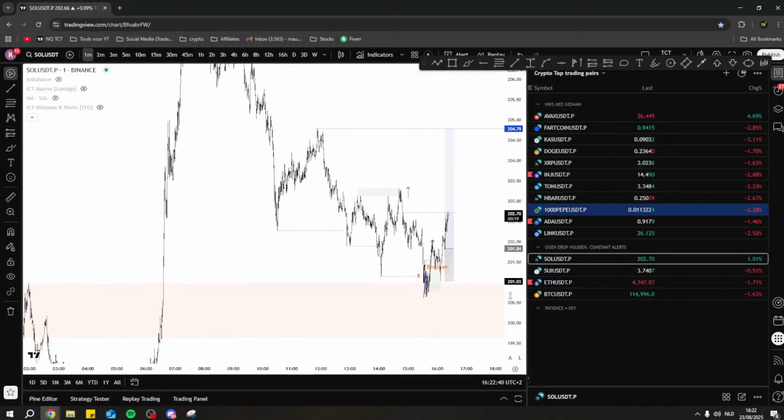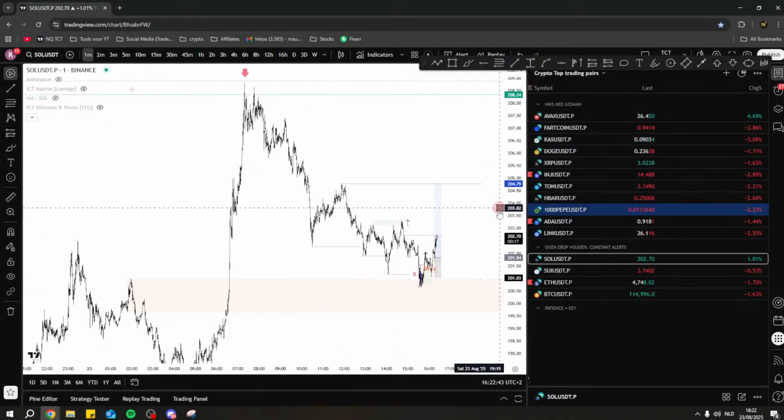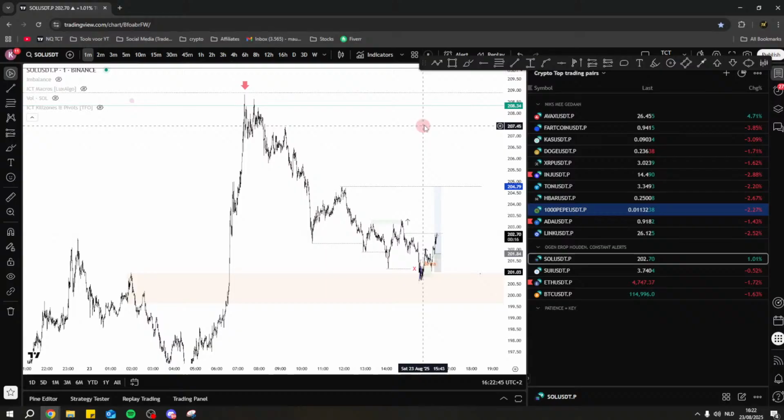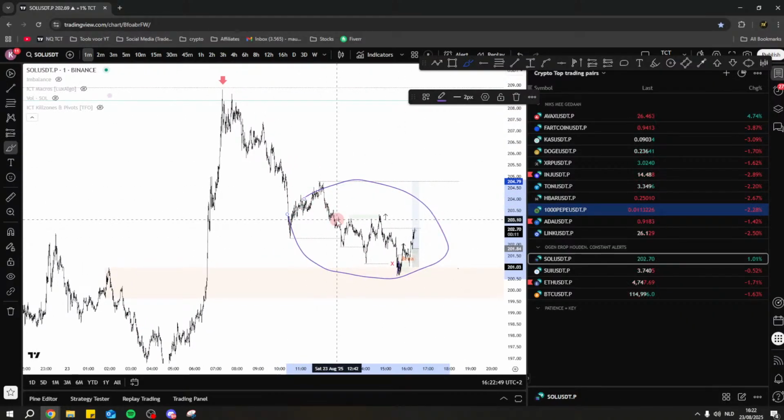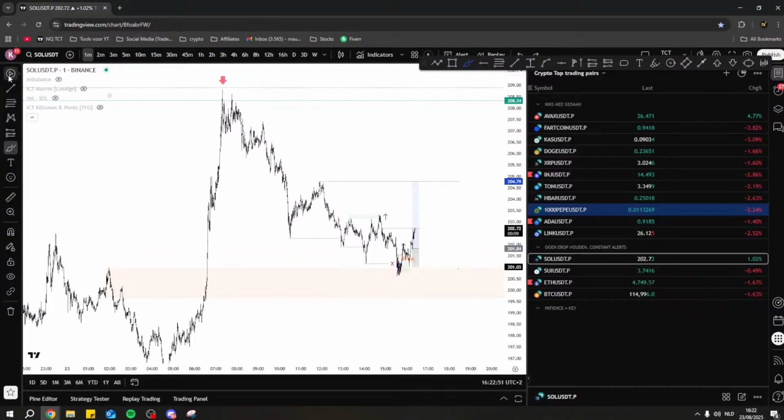For shorts, because on the higher time frame we're still bearishly biased, of course, but on the local picture we just saw a scalp. I'm not dirty with scalps. I love scalping.